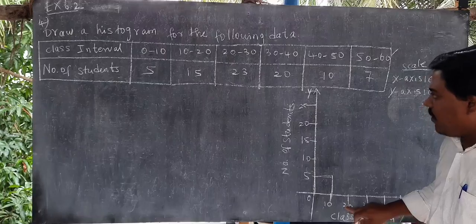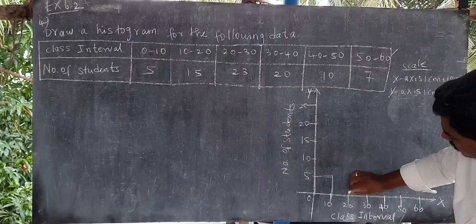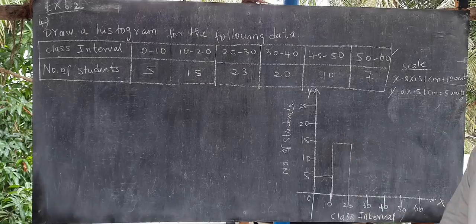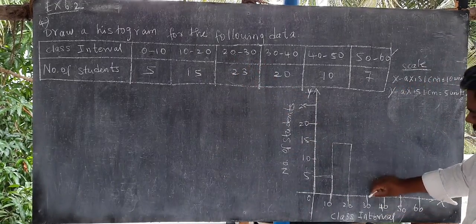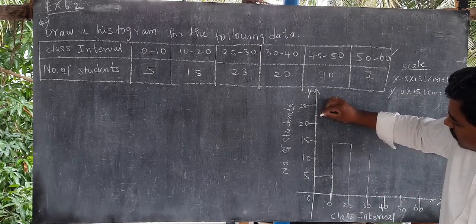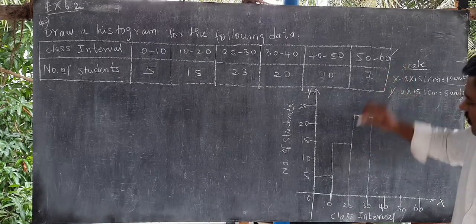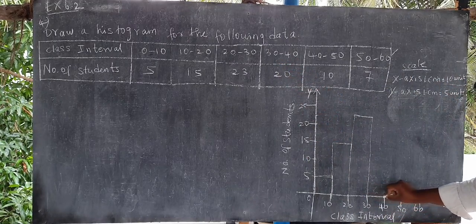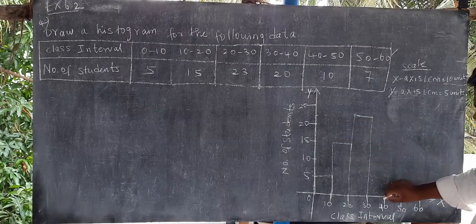This is 10 to 20. How many students? 15 students. 15 is here only. So 15 students. And then 20 to 30, 23 students. 20, in between only we are having 23. So will be here, 23 students. 30 to 40, 20 students only. Class interval 30 to 40, 20 will be here. Here we are having 20.